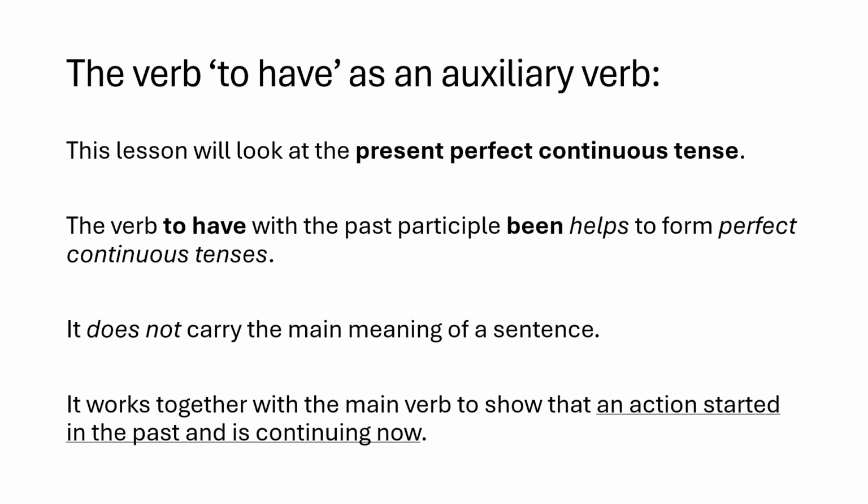This lesson we'll look at the present perfect continuous tense. The verb to have with the past participle been helps to form perfect continuous tenses. It does not carry the main meaning of a sentence. It works together with the main verb to show that an action started in the past and is continuing now.